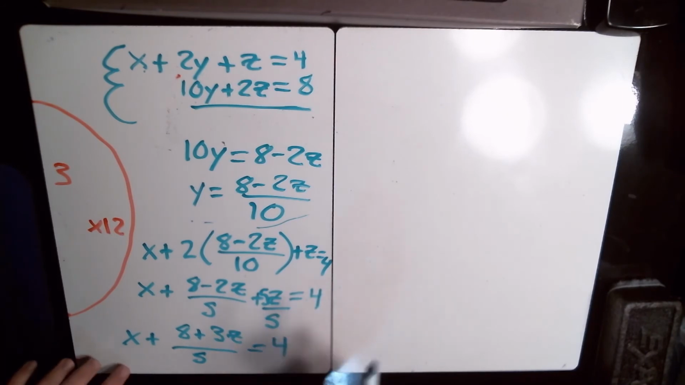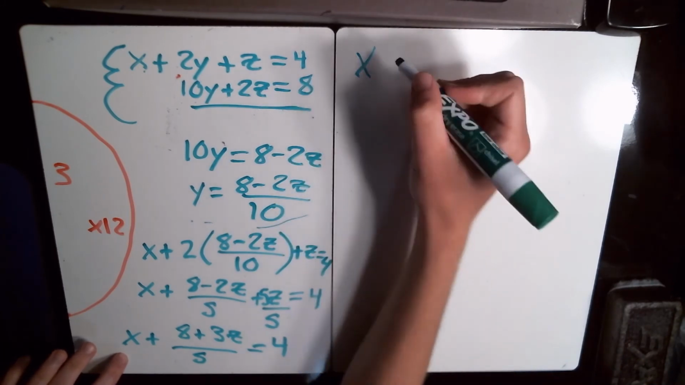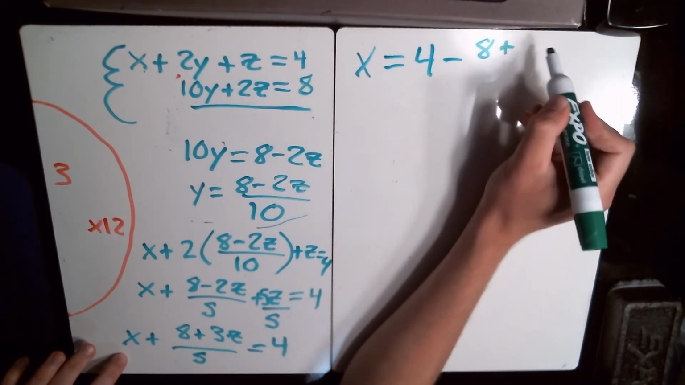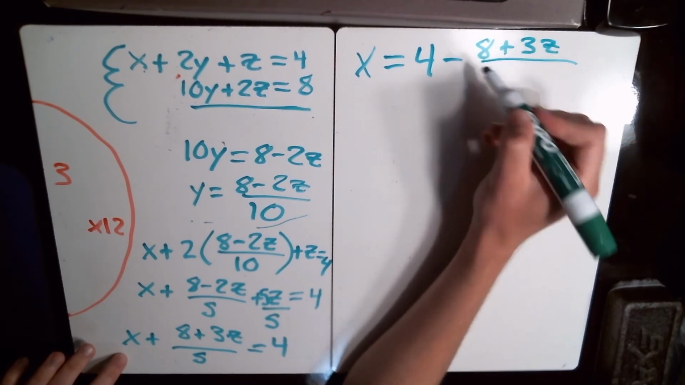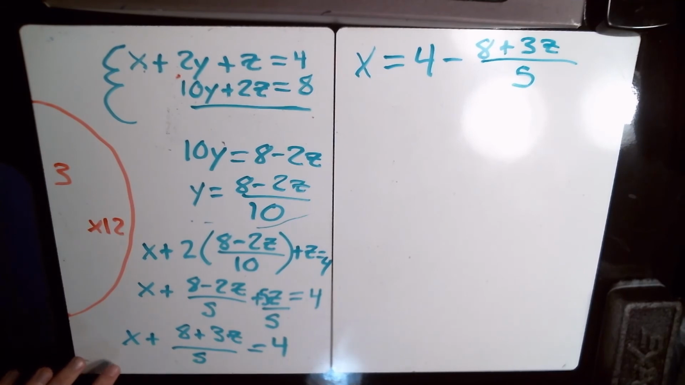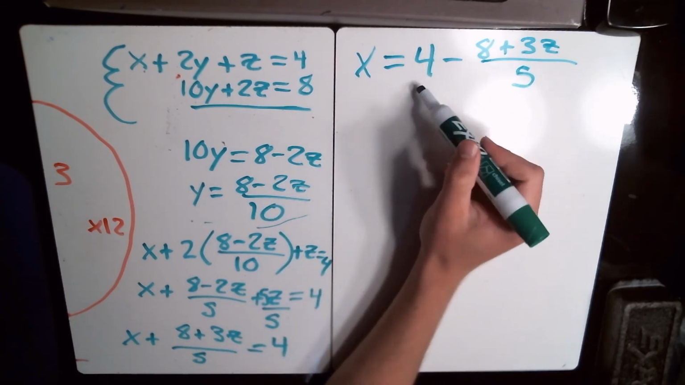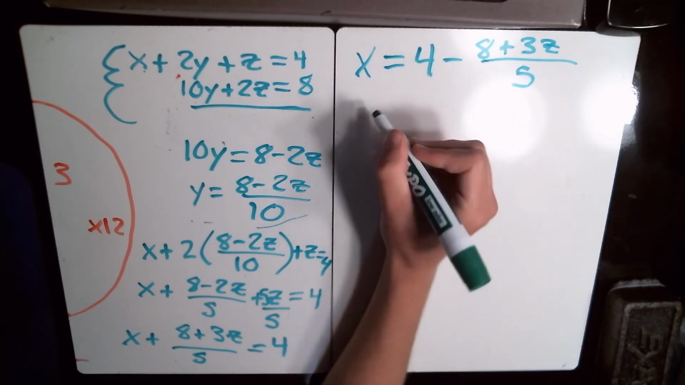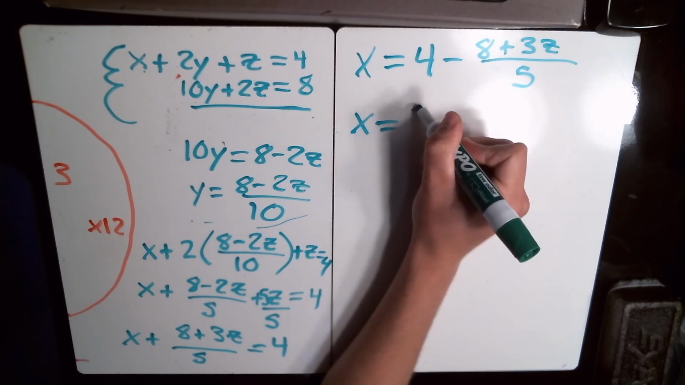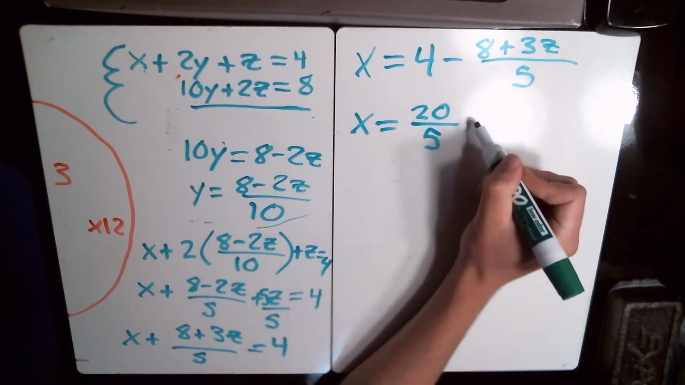And then I'm going to solve for x. So we just subtract this stuff over to the other side. So x is 4 minus 8 plus 3z over 5. Okay? And then if you really want to simplify this, you could make a common denominator with the 5 on the 4, so that 4 times 5 is 20 divided by 5, right?